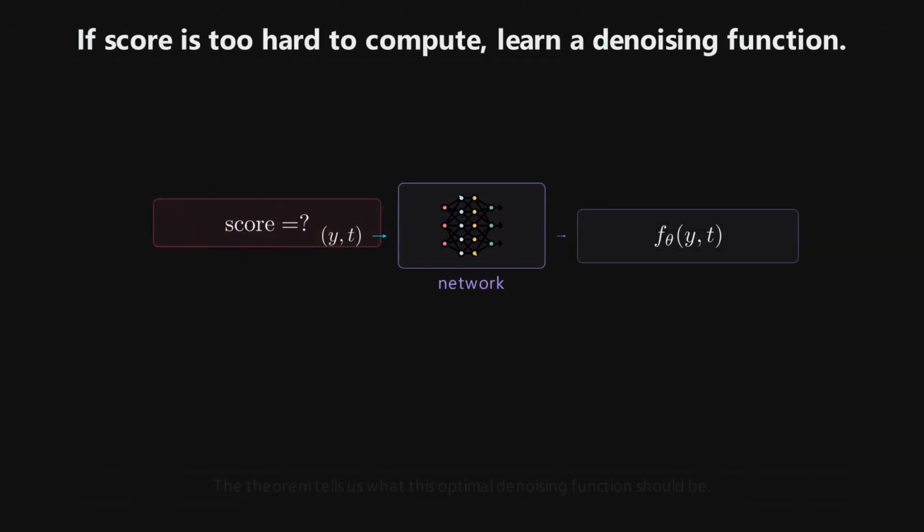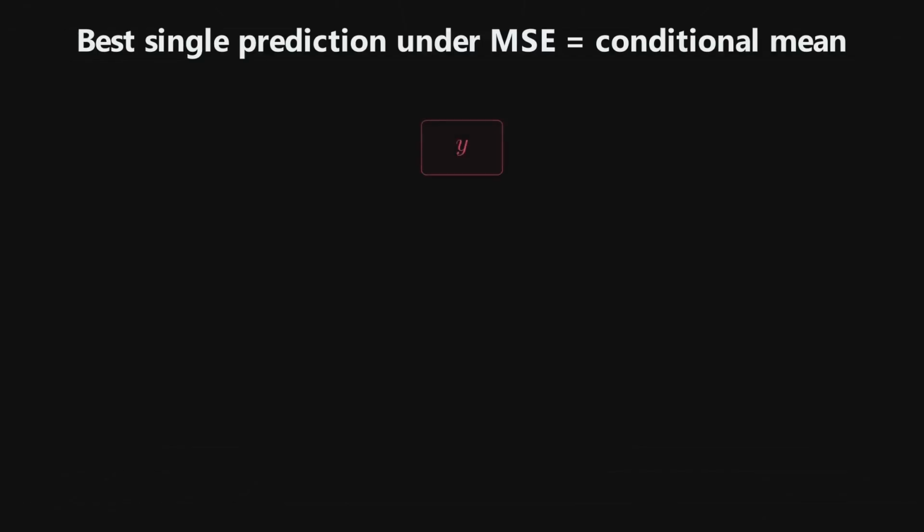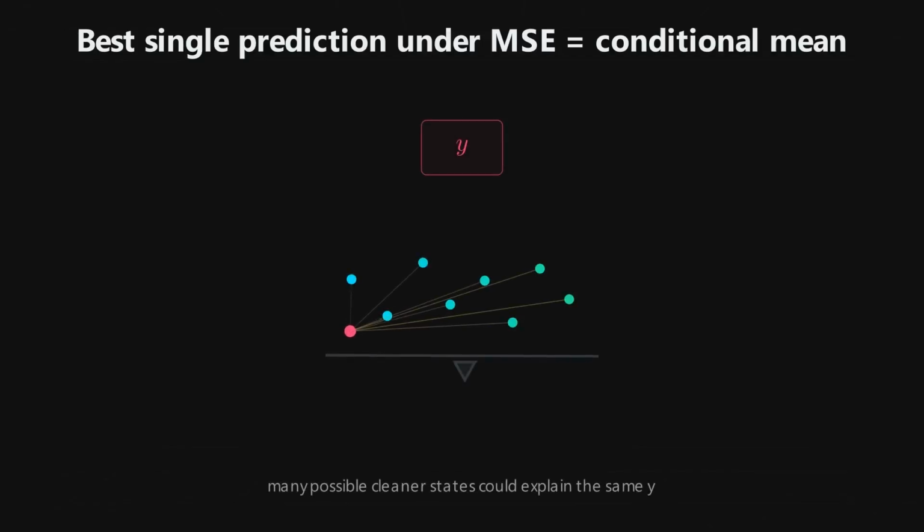Here is the statistical miracle. Suppose we know a noisy observation y. There may be many possible cleaner states x that could have produced it. If the model must output one single prediction, what should it choose? Let us visualize the possibilities as points. Each possible x pulls on the prediction. If the prediction is too far left, many distances become large. If it is too far right, same problem. The best compromise is the center of mass of all possible x's, conditioned on y. That center is the expected value of x given y equals y.